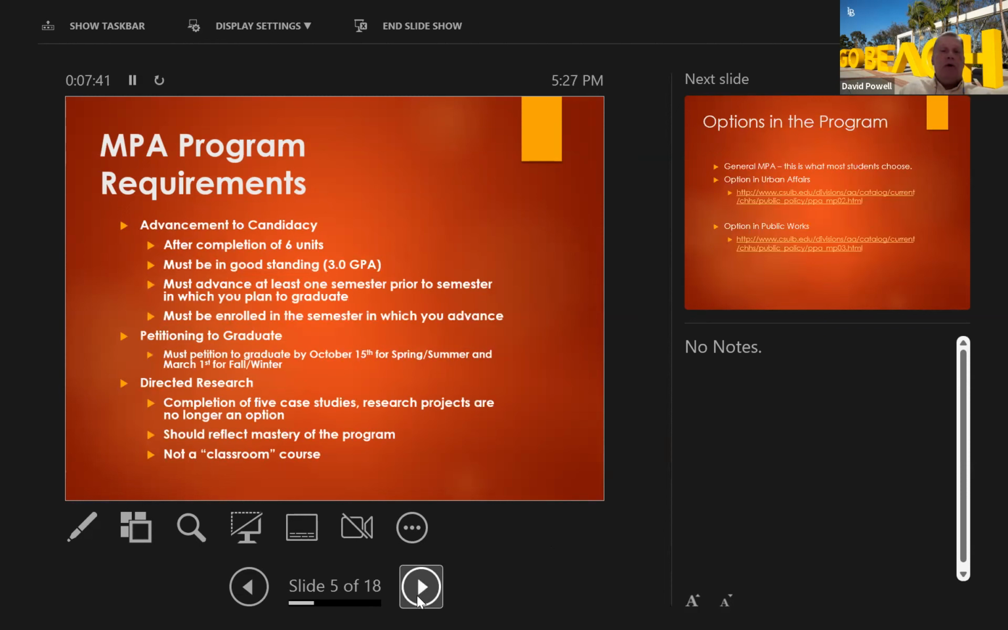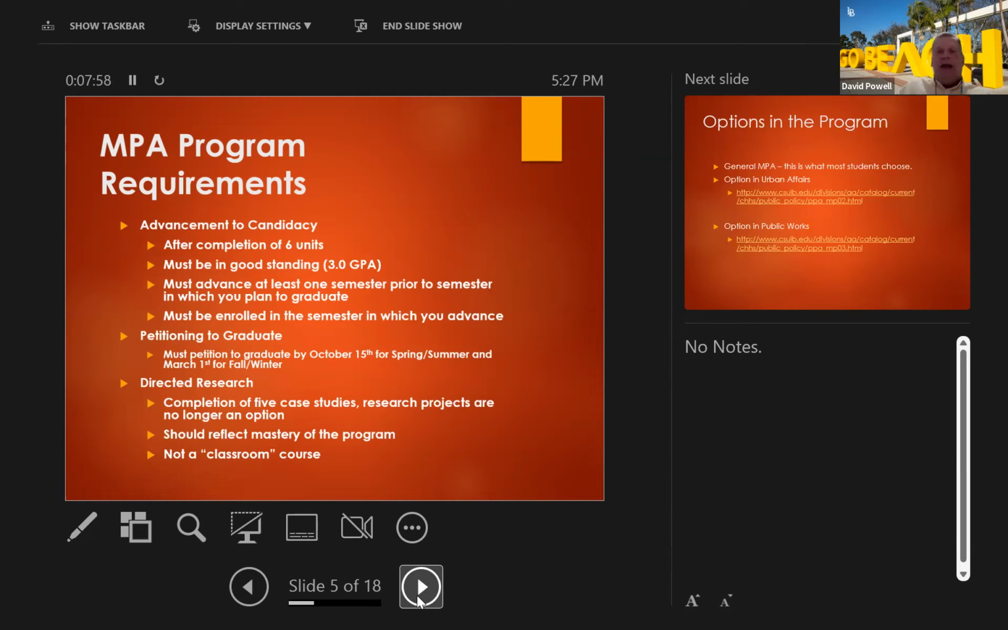The basic MPA program requirements, I'm sure you heard about in orientation as well in the first half of our class tonight. Advancement to candidacy, that's your listing of your program of study. You're able to officially advance to candidacy after you've completed 6 units in the program with a cumulative GPA of 3.0.